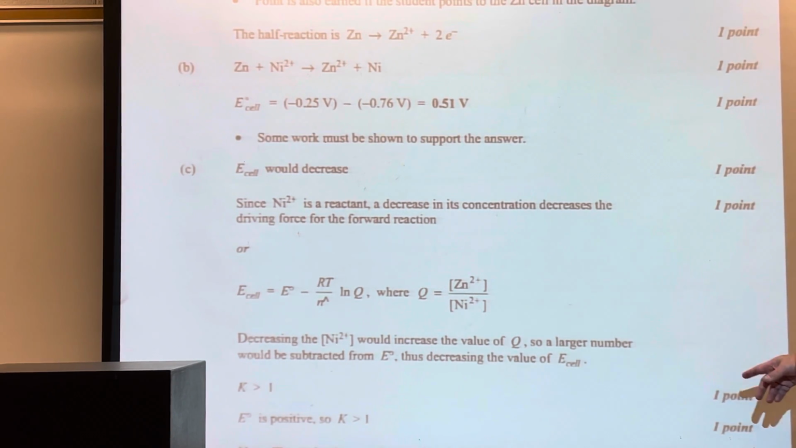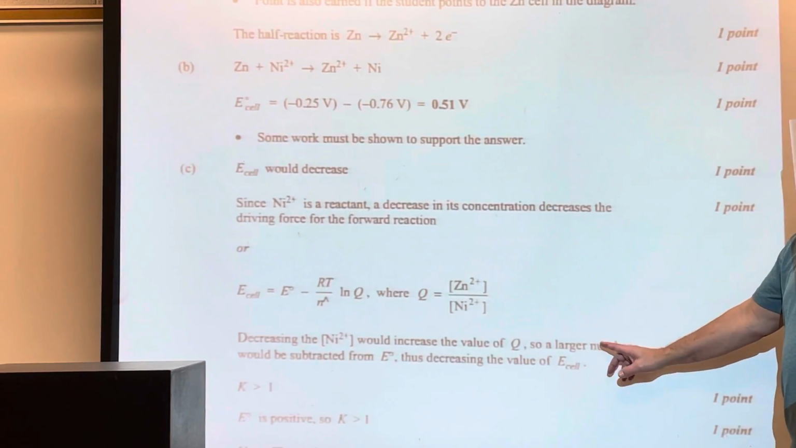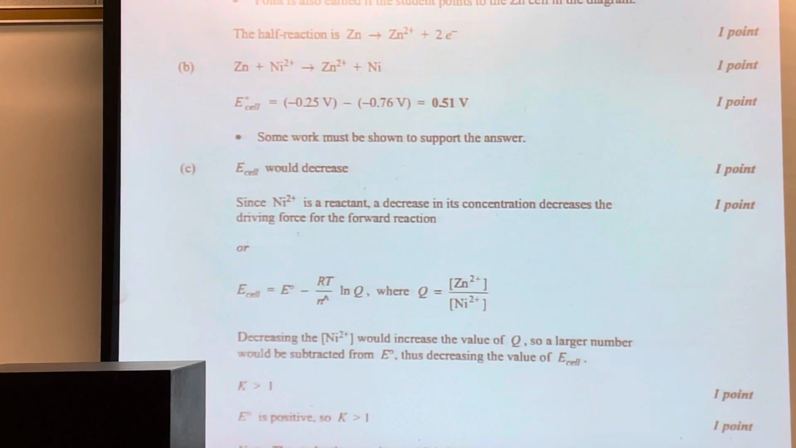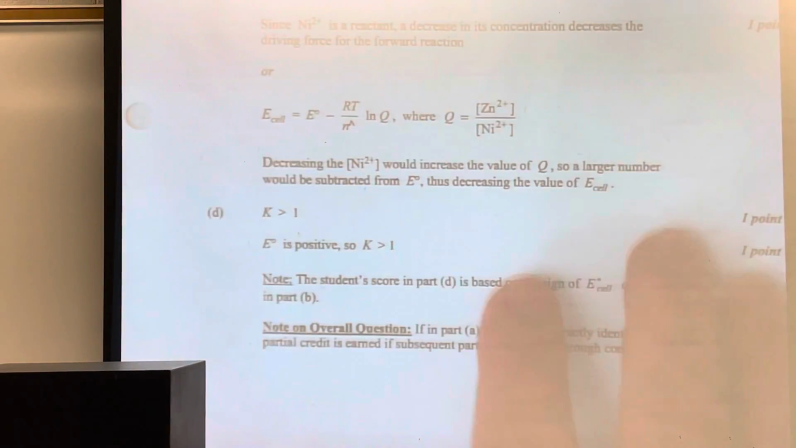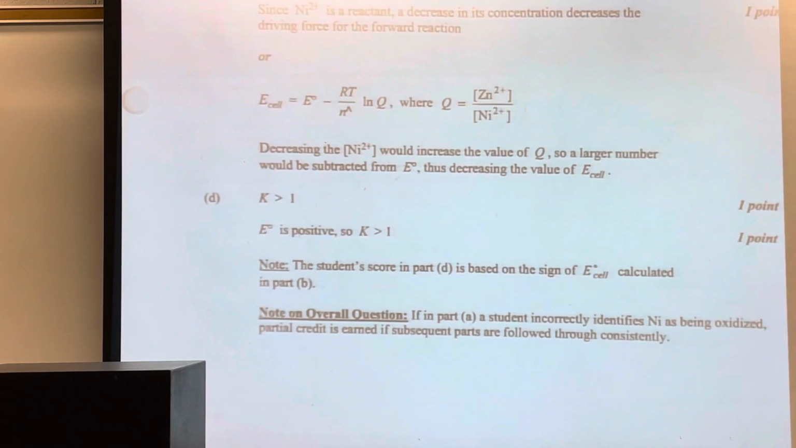This is the explanation that I would know and learn. The Nernst equation. I'll move it up. Since K is greater than 1, E is positive.